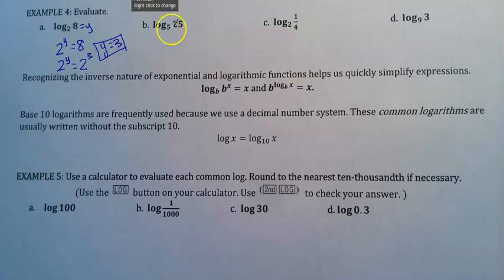Okay, on this next one, the log of 25 in base 5 is equal to y. So we're going to say 5 to the power of y equals 25. And we need to express 25 with a base of 5. So 5 to the y equals 5 squared. And then the property of equality says that y has to equal 2.